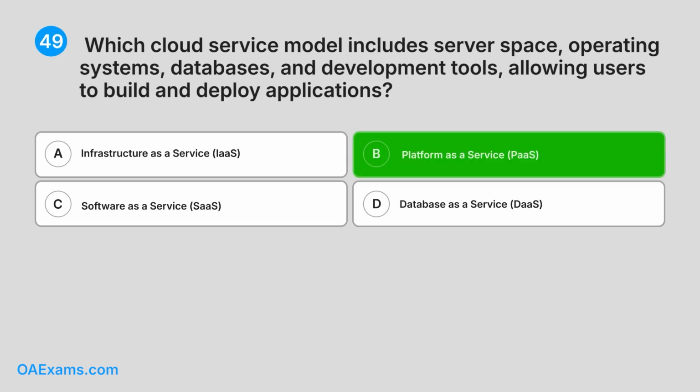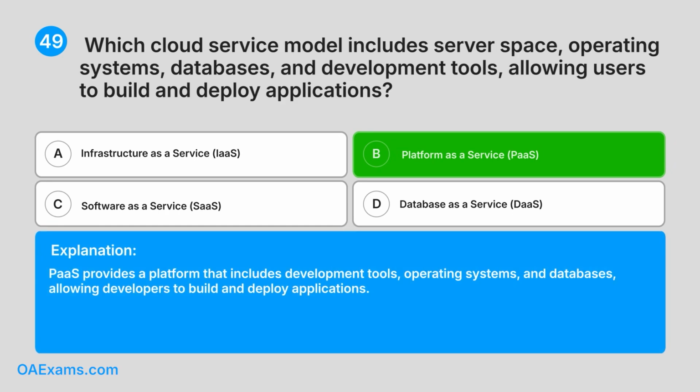Correct answer: B. Platform as a service. Explanation: PaaS provides a platform that includes development tools, operating systems, and databases, allowing developers to build and deploy applications.